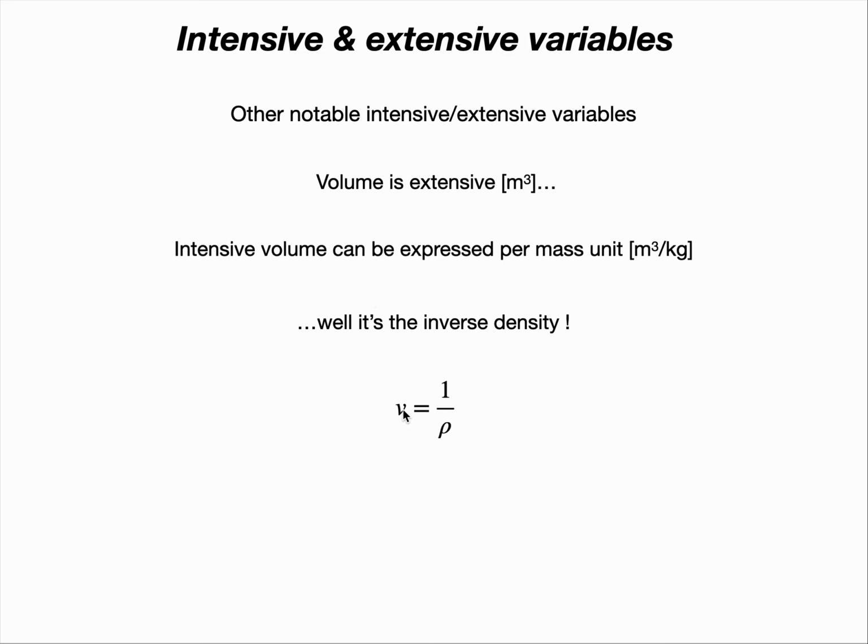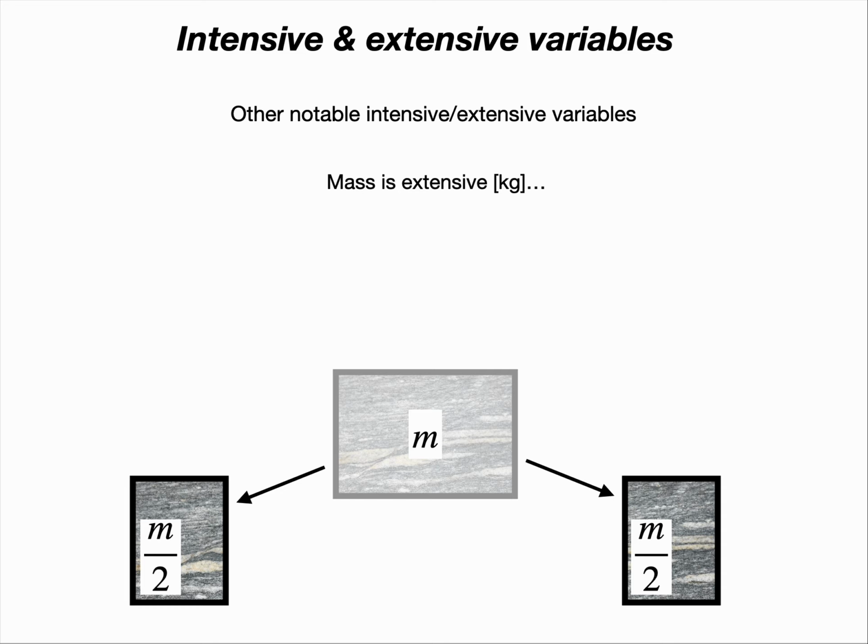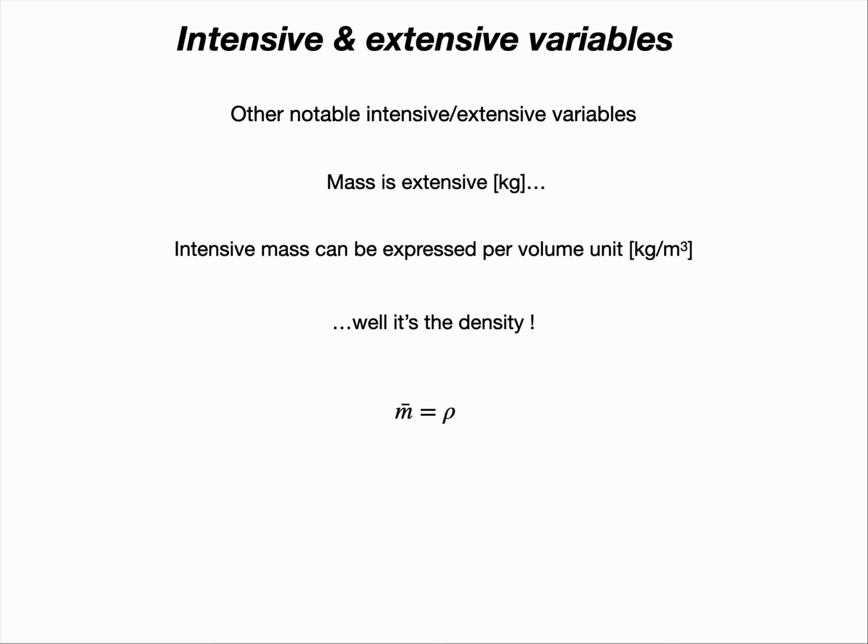Another quantity here is the mass, which is extensive. If we want to make the mass in intensive units, it makes sense, for example, to divide it by the volume. So if we make a mass per unit volume, it will be kilogram per meter cube. And this time we get the density. So an intensive form for the mass would be the density.